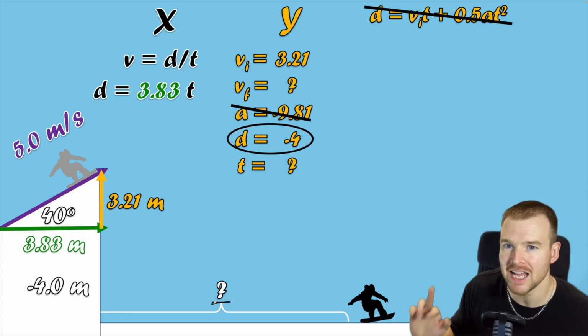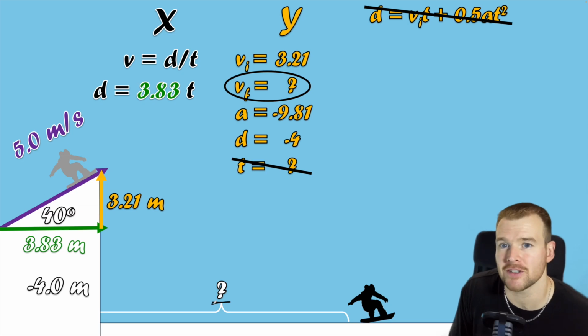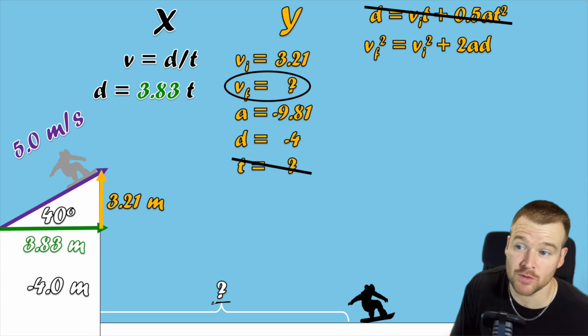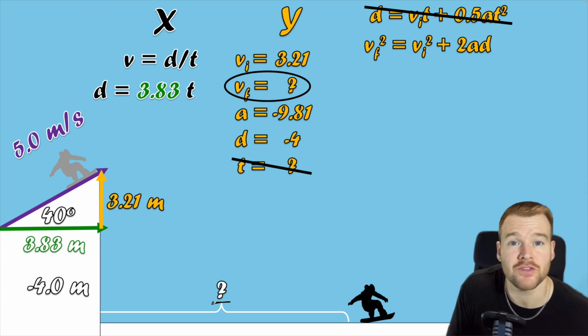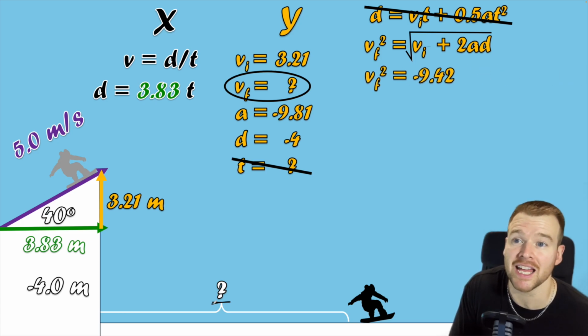Well, let's not use that one. Let's solve for VF instead and then we can solve for t after. So an extra step here for solving for VF. So the equation without t is VF squared equals VI squared plus 2AD. We'll rearrange that just with a square root and get negative 9.42.